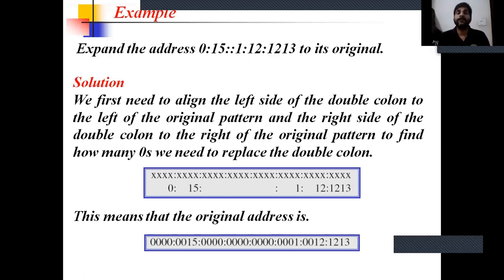We first need to design the left side of the double colon, left of the original pattern, and the right side of the double colon, to the right of the original pattern. To find how many zeros we need to replace the double colon. This means that the original address is 0, 0, 0, 0, 15, 4 times 0, 4 times 0, 4 times 0, 0, 0, 1, 0, 0, 1, 2, and 12, 13.